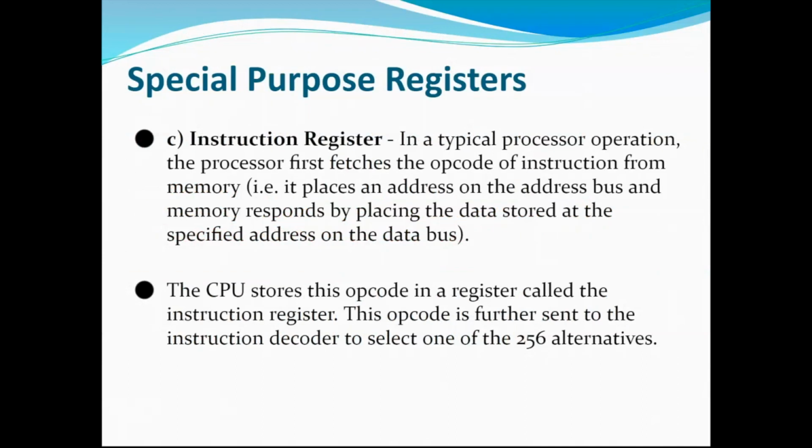Other than the program counter and stack pointer, the instruction register is another special purpose register. In a typical processor operation, the processor first fetches the opcode of an instruction from memory, and the CPU stores this opcode in a register called the instruction register. This opcode is further sent to the instruction decoder to select one of the 256 alternatives.